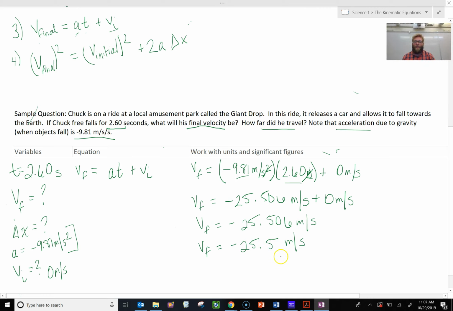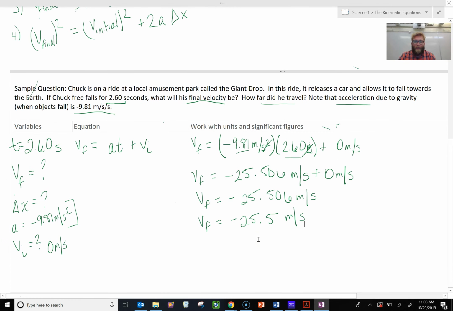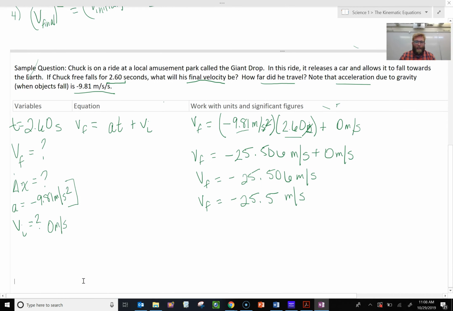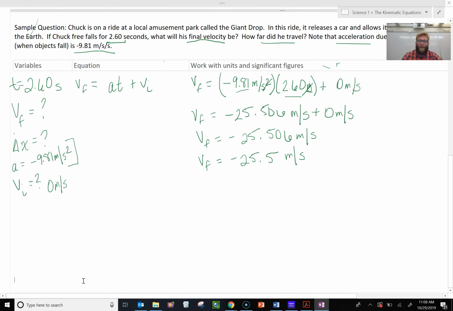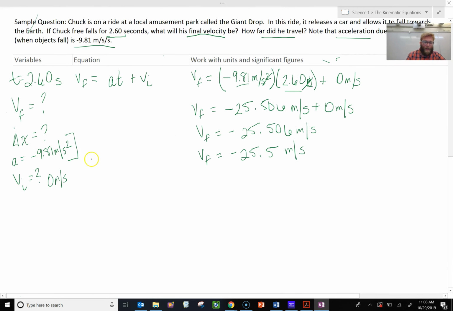It's going negative 25.5 meters per second, and that is actually accelerating towards the ground. So in this case, we say towards the ground is in that negative direction. Okay, so let's try to find the answer to the next part. The next part of this question is asking us to find the distance that's traveled. So for the second part here, I again don't know. I'm just going to draw this line here to separate that.